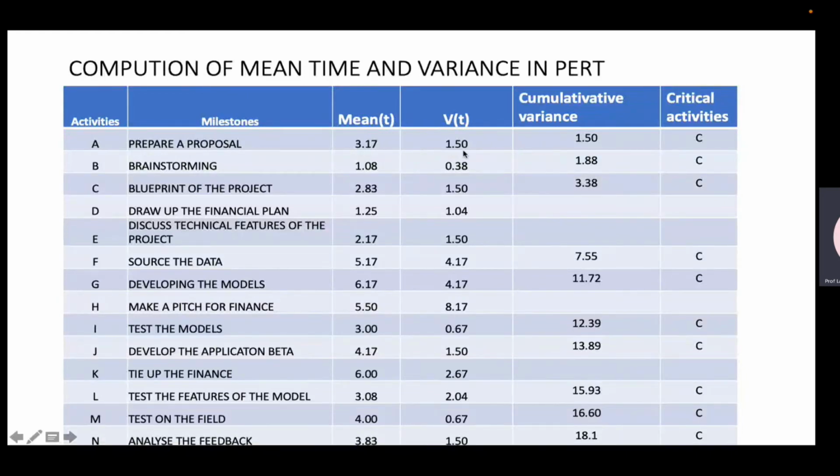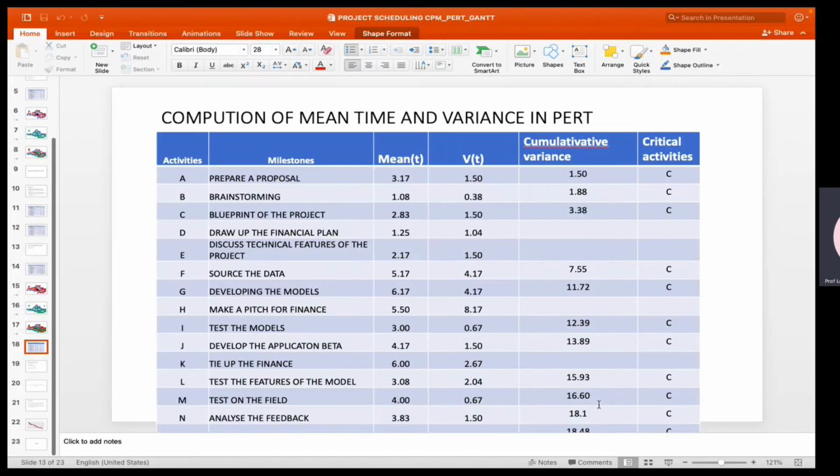So what I've done is I've accumulated it. 1.5. 1.5 plus 0.38 is 1.88. 1.88 plus 1.5 is 3.38. These are all critical, these are not, so I don't add. Then this is another critical activity. F is a critical activity. So 3.38 plus 4.17 becomes 7.55. This is also critical. So 7.55 plus 4.17 is 11.72. This is not a critical activity. So 11.72 plus 0.67 is 12.39. Down till the bottom, just because I don't think you can see it.